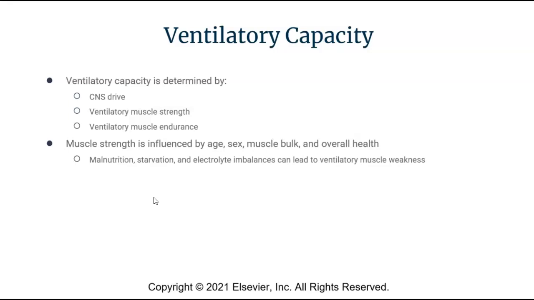Electrolyte imbalances also can have effects on the ventilatory system. So things like calcium, magnesium, potassium levels, phosphate levels, if those are outside the normal range, that can cause ventilatory muscle weakness. Also, if your patient is on any medications in the ICU, like sedatives, neuromuscular blocking agents, that can also lead to muscle weakness. Okay.